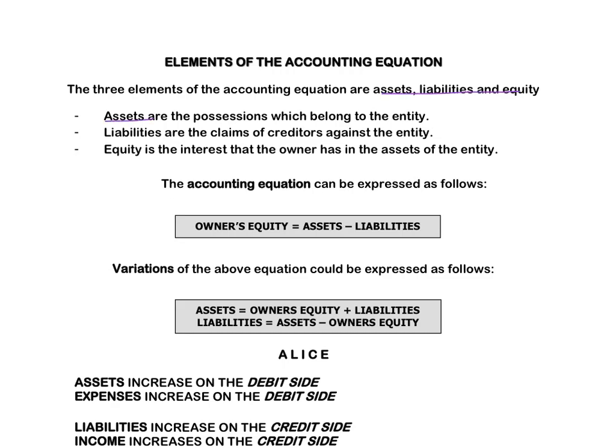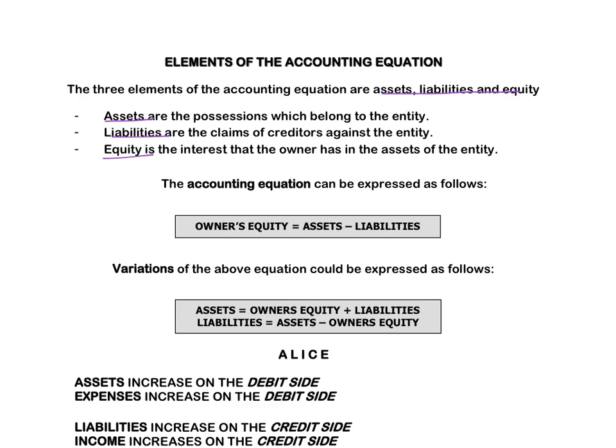Assets are the possessions of the business that belong to the business. Liabilities are the claims of creditors or financial institutions against the entity because the entity owes them money. Equity is the interest of the owner in the business, his interest in the assets of the entity. That means all the assets belong to him minus all the liabilities that he is responsible for.